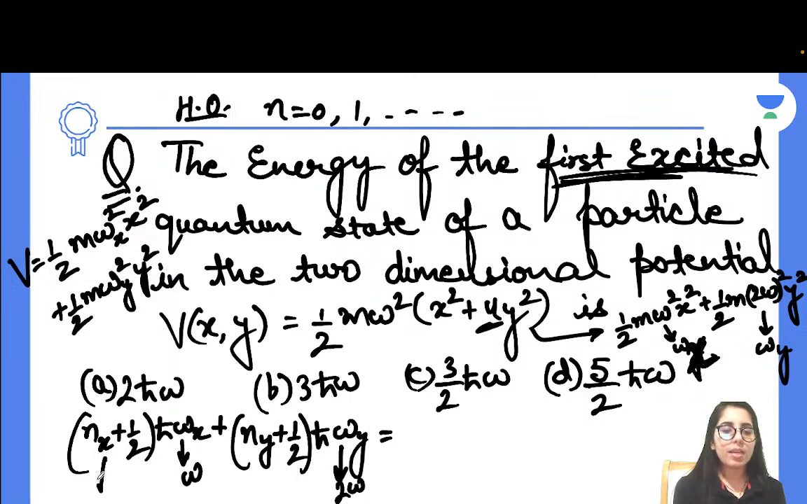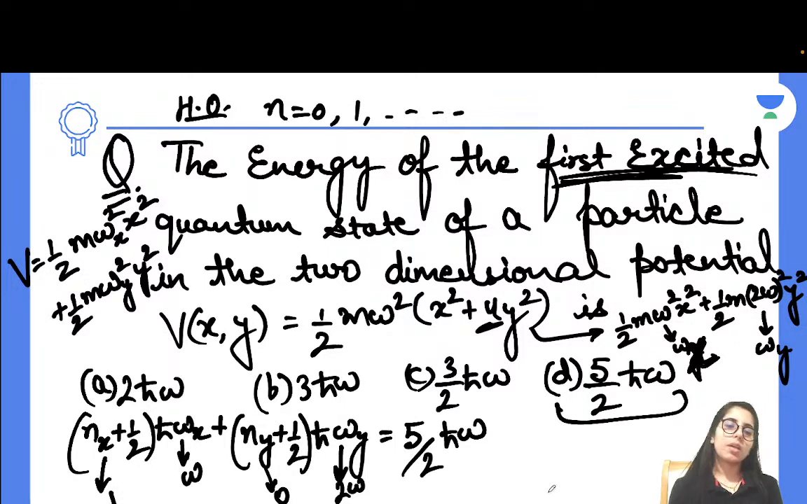So for that reason, I will take nx = 1 and ny = 0. And when I do that, what will happen in that case? It's 3/2 h² ω plus half h² 2ω. The 2 cancels out, so 3/2 h² ω plus 1 h² ω, which simply gives us 5/2 h² ω. So this is how you got the final answer, and this is your option D, which is the correct one.